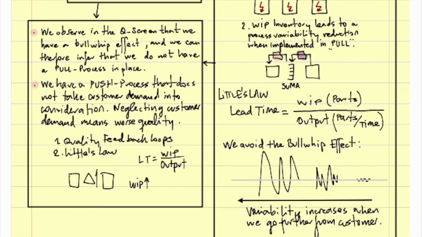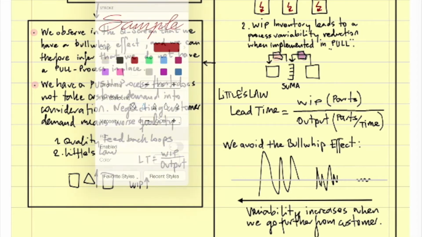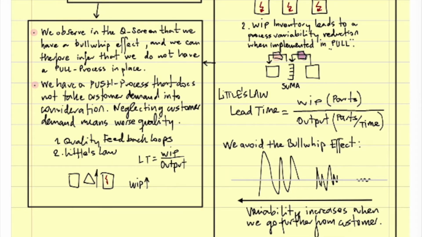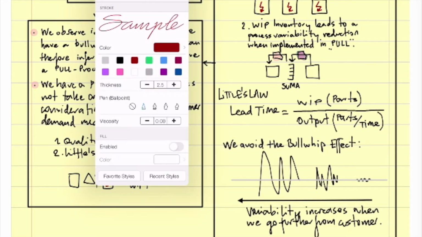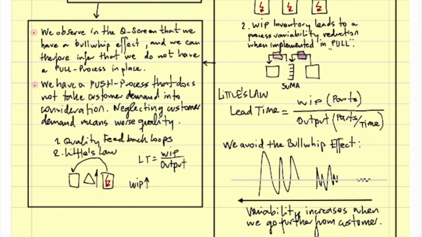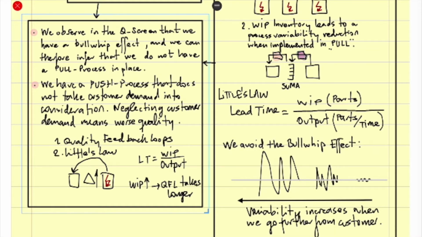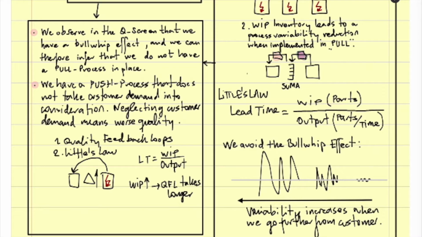If here I have more inventory, then when the customer discovers a mistake and gives feedback, "hey, I have a wrong part," it will take longer. So the quality feedback loop takes longer. And because it takes longer, the quality takes longer to fix. This is logical, right?